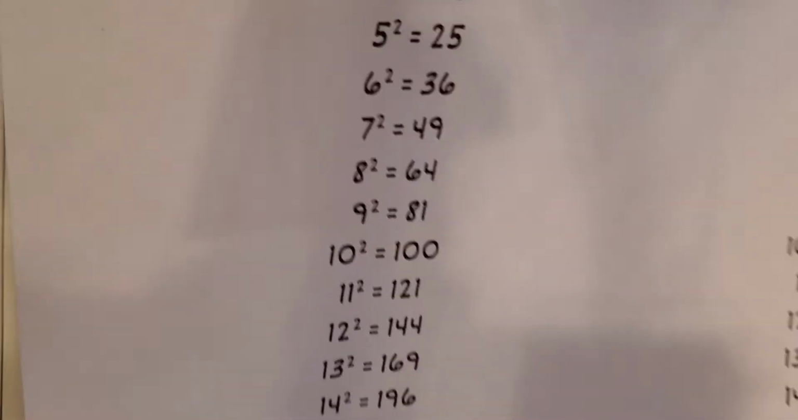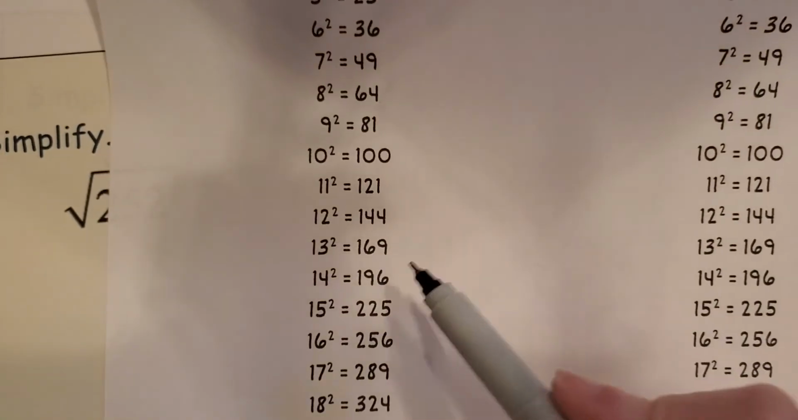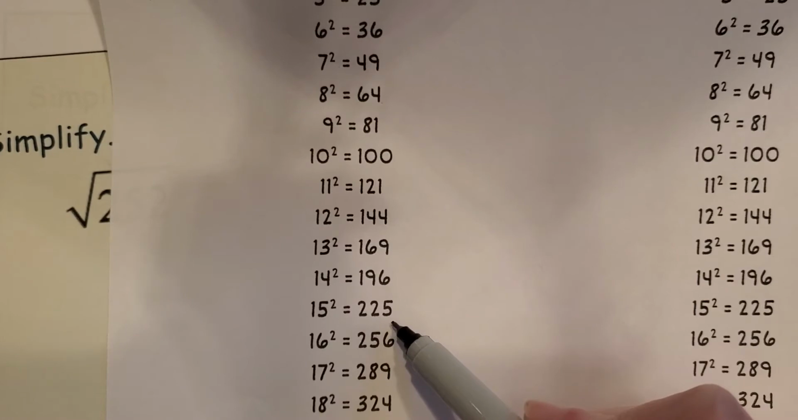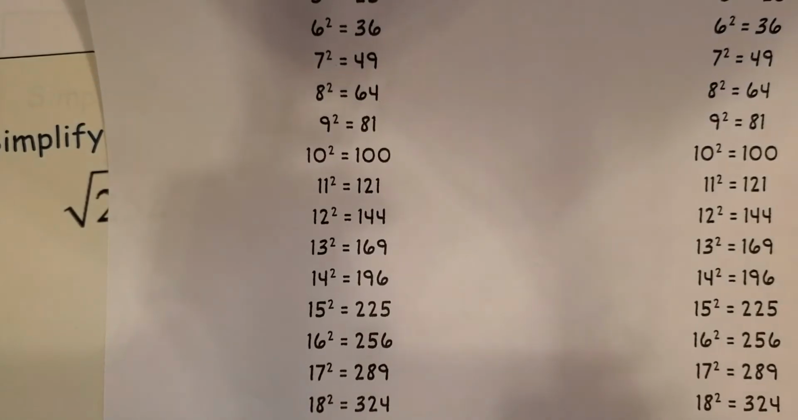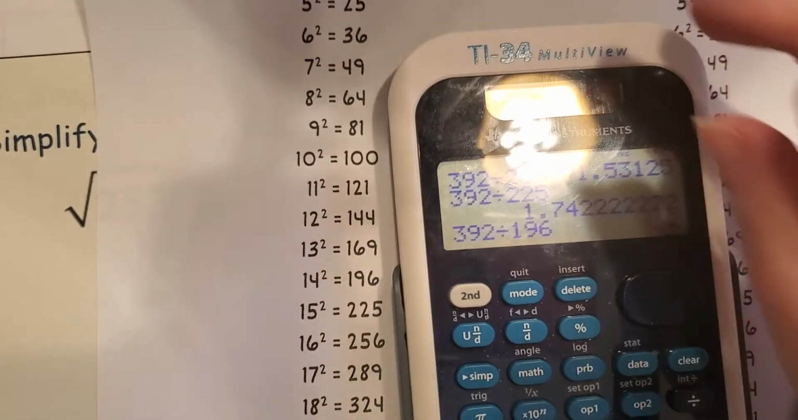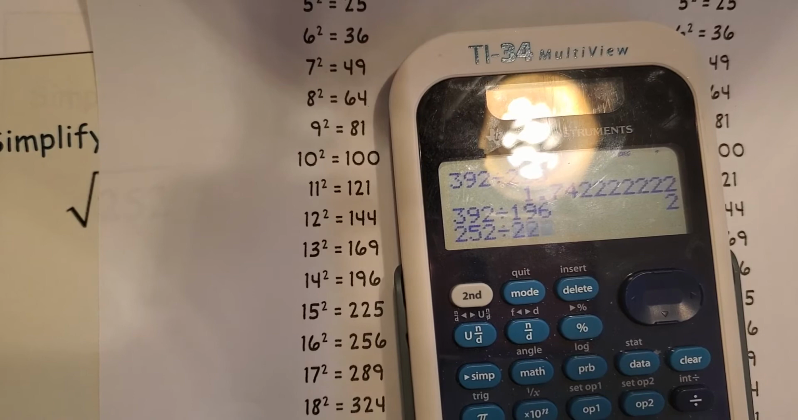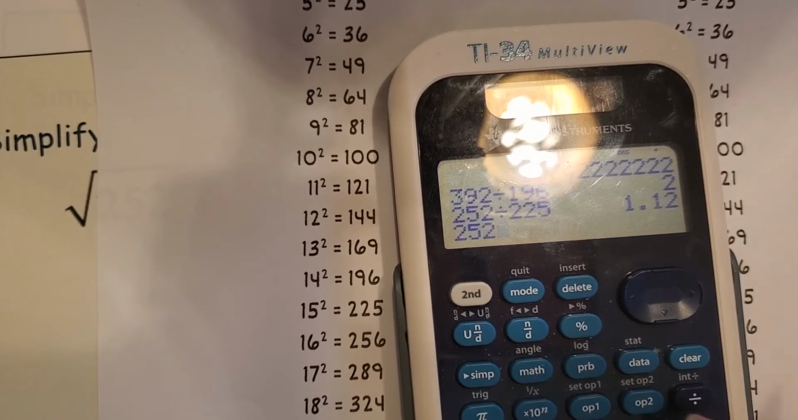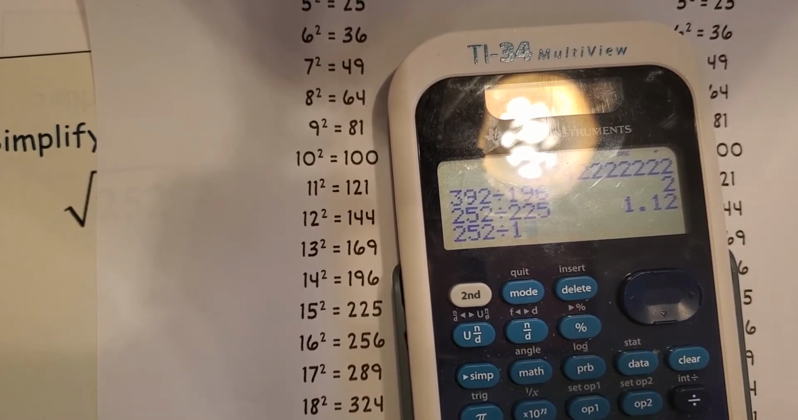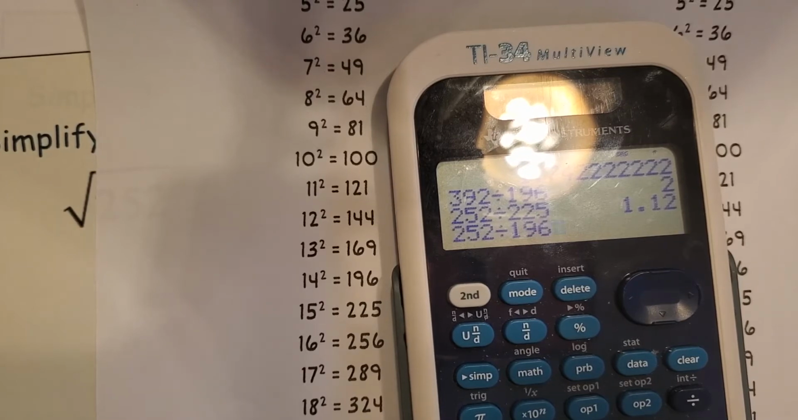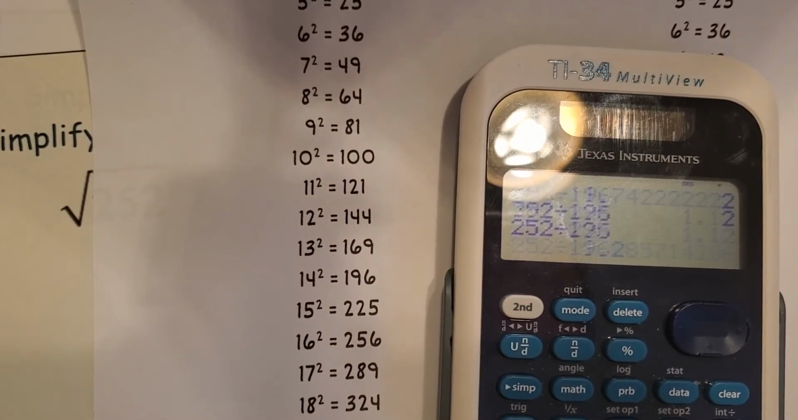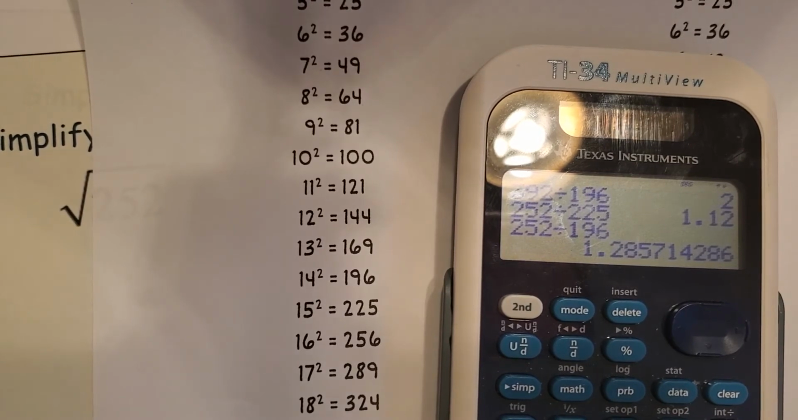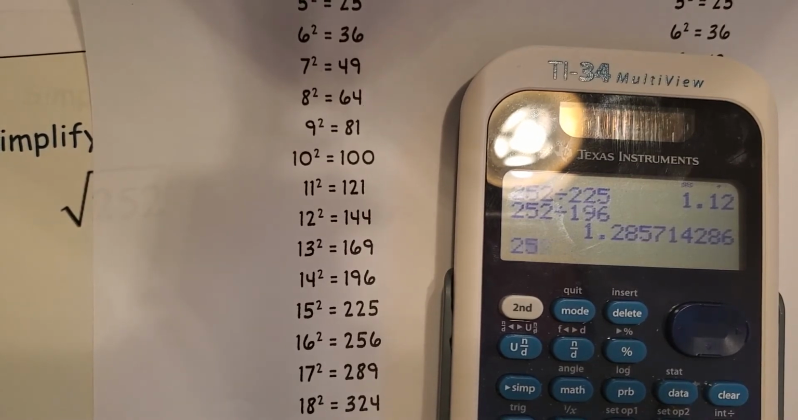252 falls in between 225 and 256. So the biggest perfect square that's smaller than 252 is 225. So that's where we're going to start in the calculators. Again, if you know that 252 won't be divisible by 225, you don't have to actually sit there and do it. But it just helps. I'm doing it for consistency's sake.